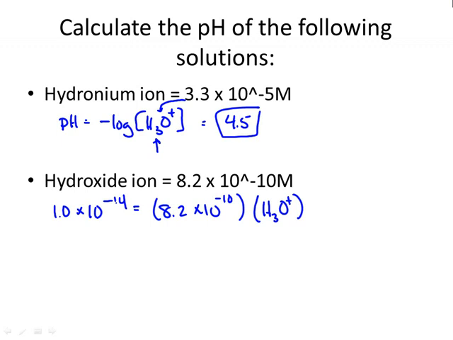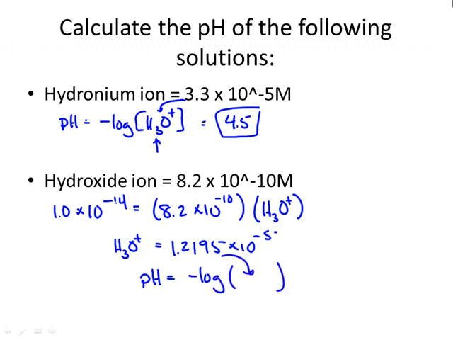I get my hydronium ion concentration equal to 1.2195 times 10 to the negative 5th. And to get the pH, I know I need to take the negative log of that number, which is 4.91. Call it 4.9 pH. There we go.